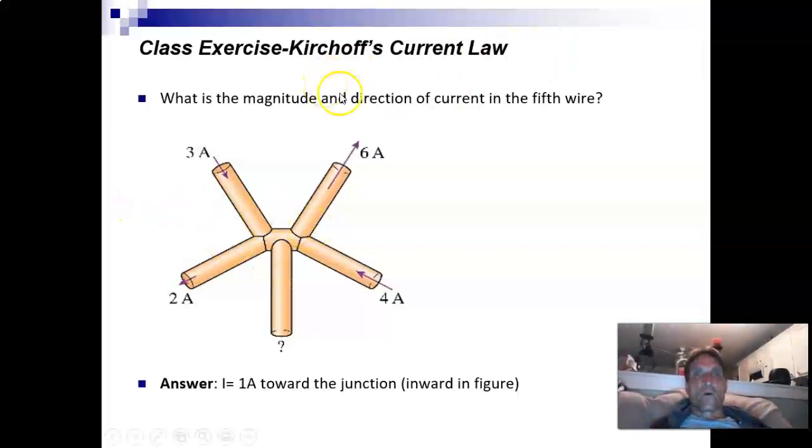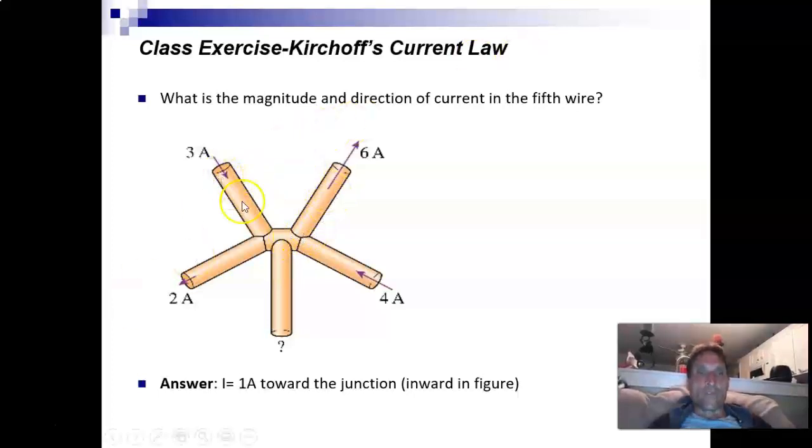Question is, what is the magnitude and direction of the current in this fifth wire here? Okay, so here we're going to use Kirchhoff's current law, which says that the sum of the currents entering this junction must be the sum that's leaving. So let's look at everything that's accounted for.